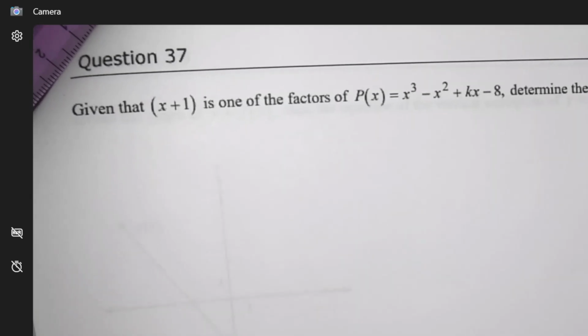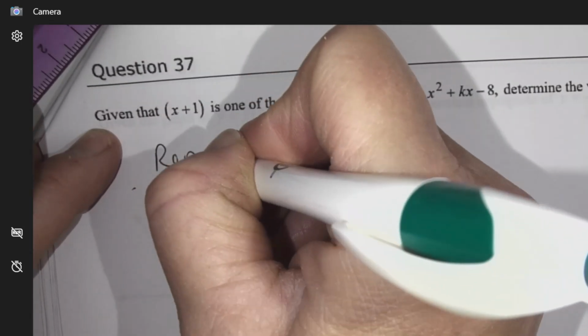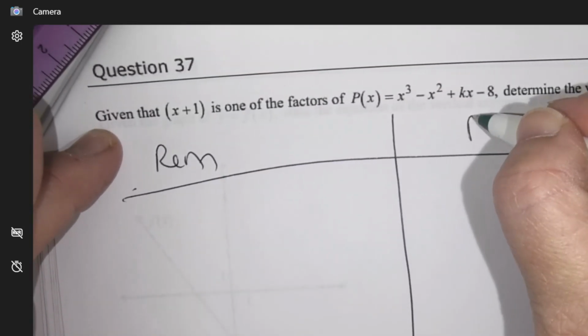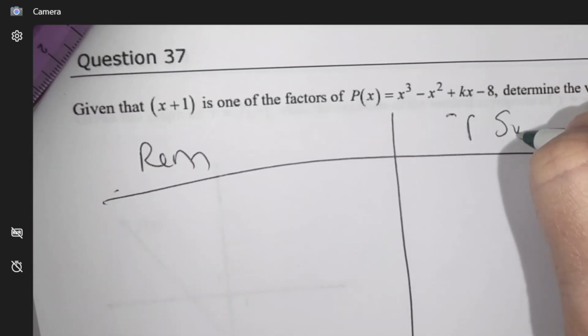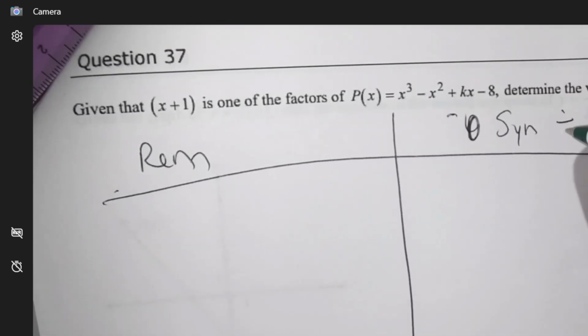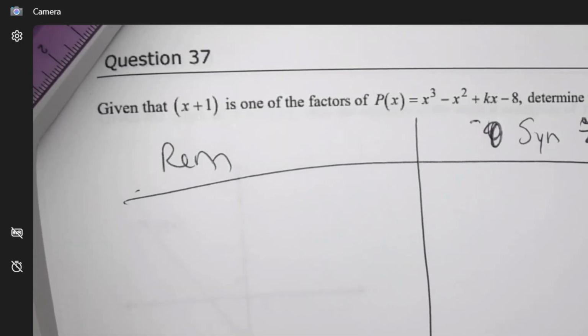Okay, given that we have a factor, determine the value of k. So you can pick two methods. You can kind of go towards the remainder theorem, or you can go towards the synthetic division. You pick. I'm going to be doing both just to show you. Okay, so remainder theorem, synthetic division, doesn't matter. You're picking a kind. What's the root number? Doesn't matter which method you use. Both methods have to use a -1.